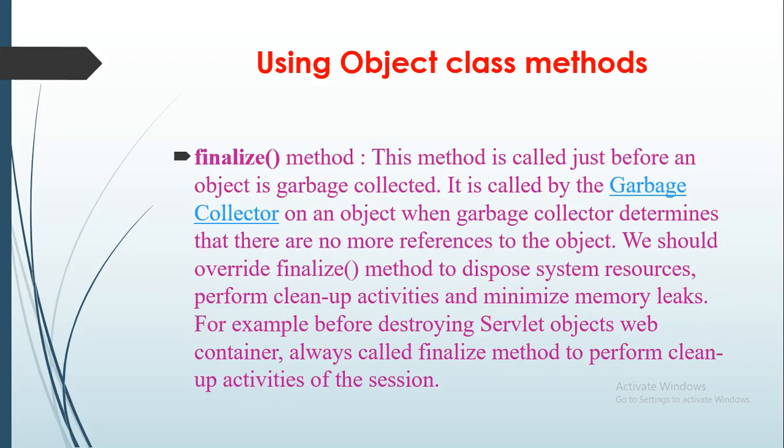Next is the finalize method. This method is called just before an object is garbage collected. It is called by the garbage collector on an object when the garbage collector determines that there are no more references to the object. We should override the finalize method to dispose of system resources, perform cleanup activities and minimize memory leaks. For example, before destroying a servlet object, the web container always calls the finalize method to perform cleanup activities of the session.